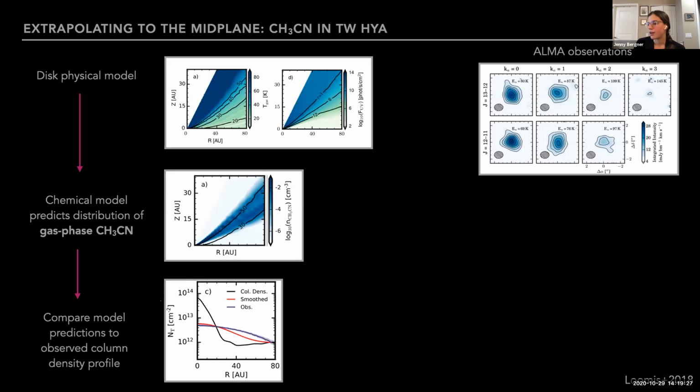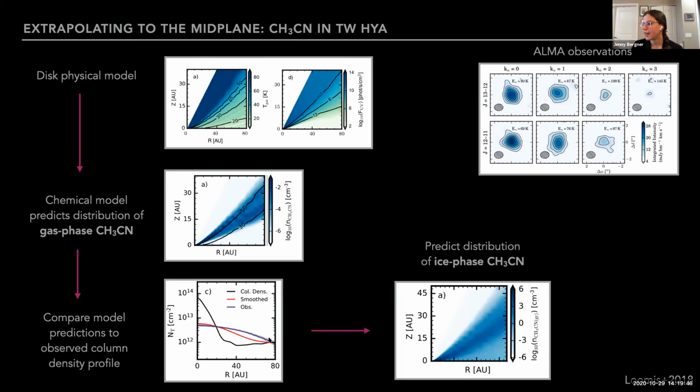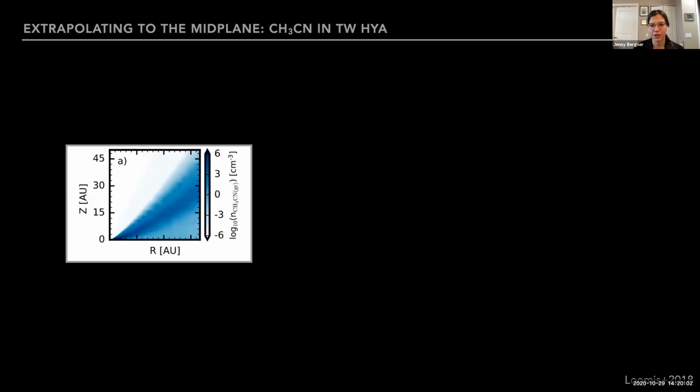You can then compare your model predictions with the observed column density profile. So here, the blue line is showing the observed profile, and the red line is showing you the model that's been smoothed to account for the observational effects of observing something with an interferometer. And then lastly, once your model and your observations are in good agreement, you can then predict the composition of molecules that you can't directly observe. So this is the distribution of ice phase methyl cyanide in the same disk model. And with this ice distribution mapped out, we can then start to make some really interesting comparisons.